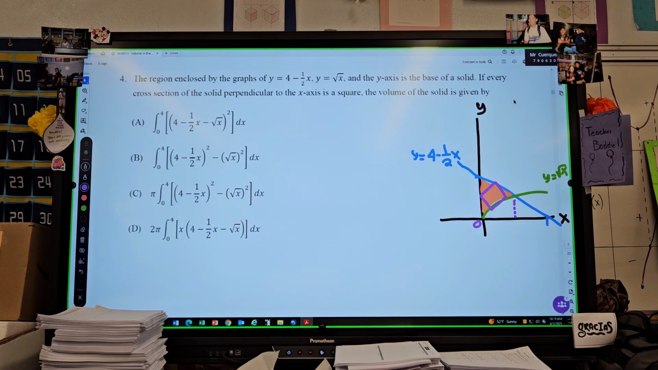Why can't it be this triangle? Why does it have to be this triangle, not this one?